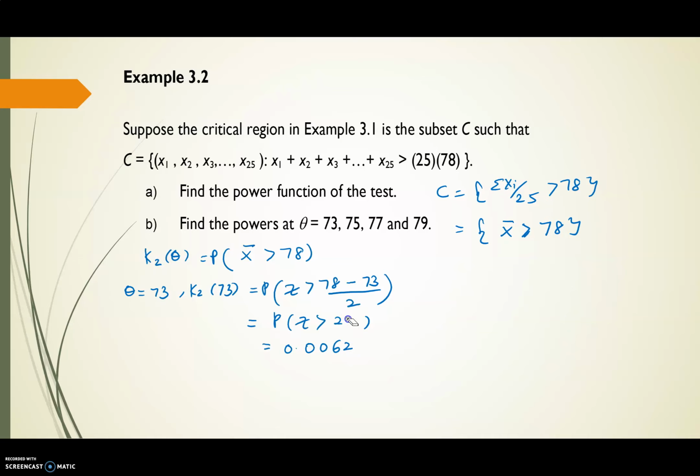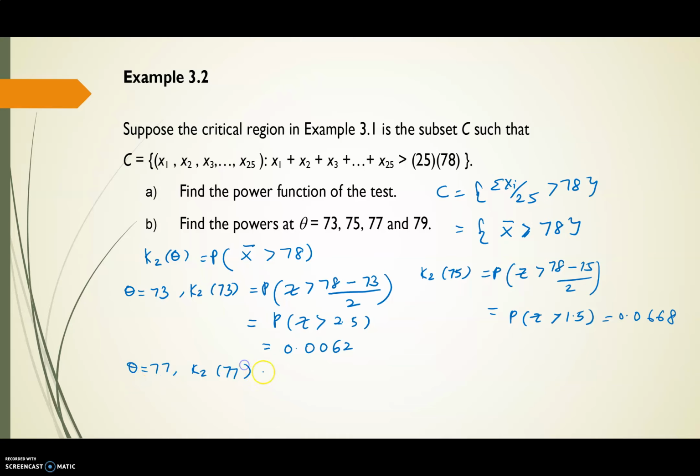The next thing, if we try K at theta 75, again the probability that Z is greater than 78 minus 75 divided by 2 gives us the probability that Z is greater than 1.5. So the value is 0.0668. Next, we repeat for theta equals 77. We will have Z greater than 78 minus 77 divided by 2, so Z greater than 0.5. This one is 0.3085.